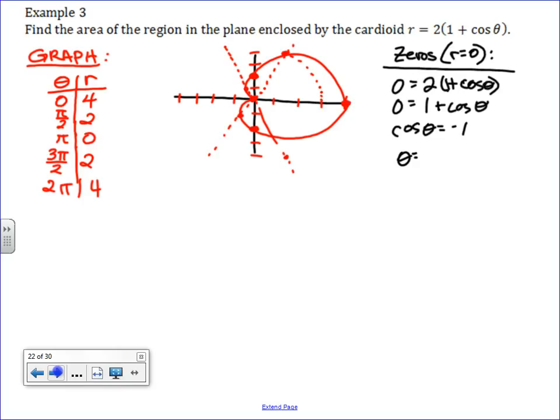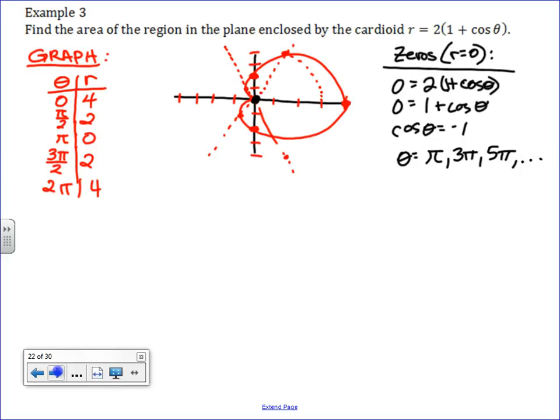Negative pi? No, pi? 3 pi? 5 pi? How could that help? Well, I know that it doesn't hit right here until pi. That kind of helps. If I start to get the shape, then I know, okay, so pi is halfway. I just need to go 2 pi to go the whole way. Zeros, in this case, weren't all that exciting, but zeros could help sometimes to know when it's at the pole.